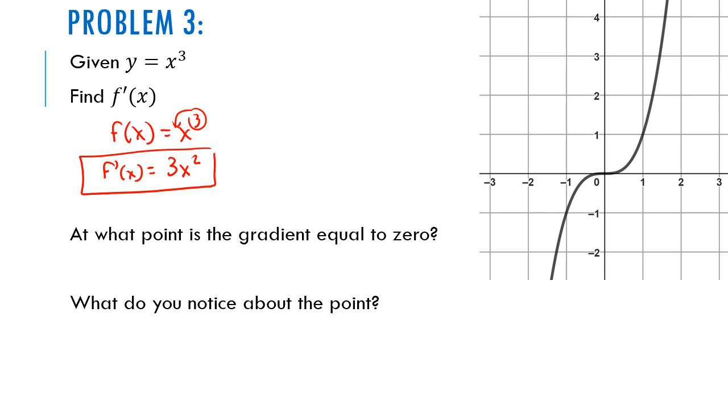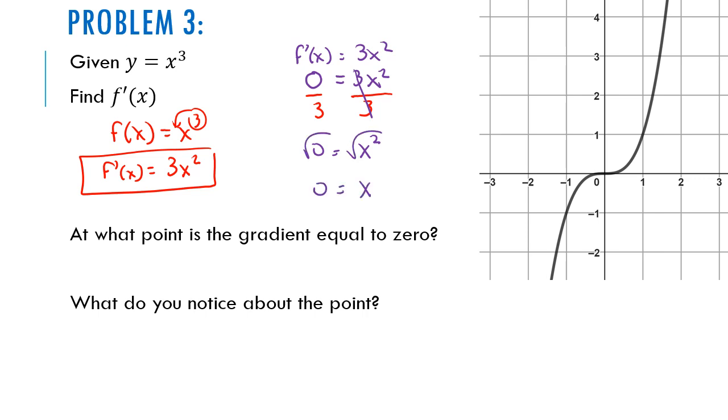It says, at what point is the gradient equal to 0? Well, you could probably see it visually on the graph to the right, but if we wanted to figure that out, we would just make the gradient 0, and solve for x. So I divide both sides by 3, so I have x squared equals 0. Square root both sides, so x is 0.